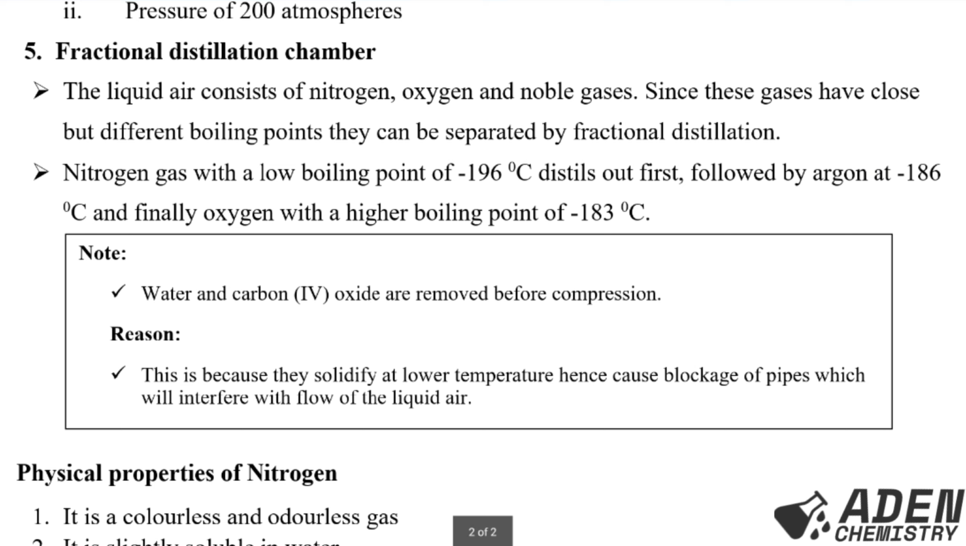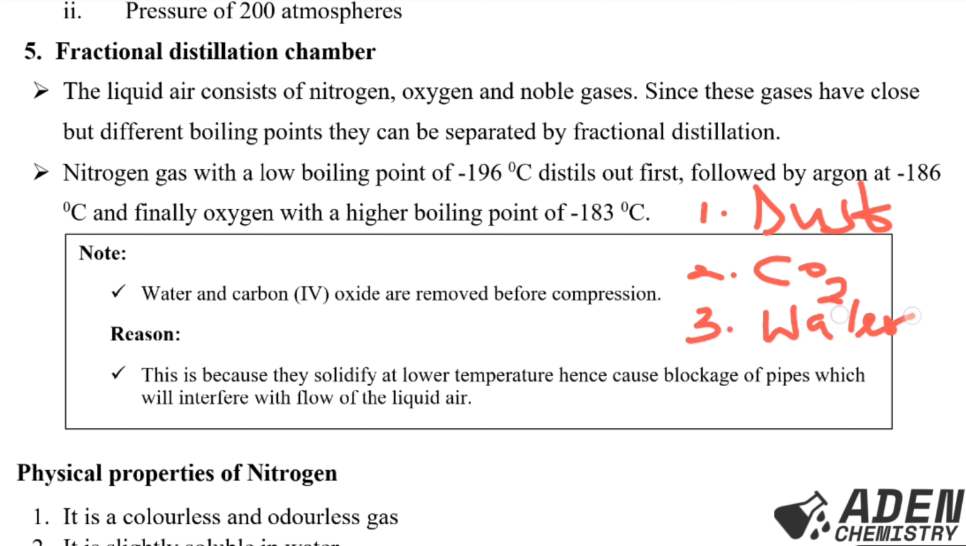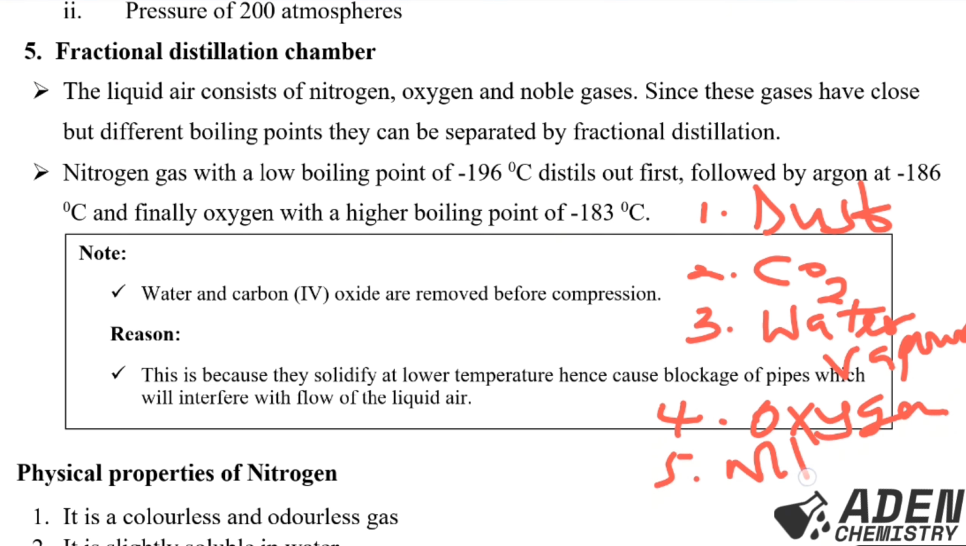We are saying the liquid air consists of nitrogen, oxygen, and noble gases. Because when we are talking about components of air, they included, number 1, dust particles. Number 2, we had carbon dioxide. Number 3, we had water vapor. Number 4, we have oxygen. Number 5, we have nitrogen. Number 6, we have noble gases or argon.